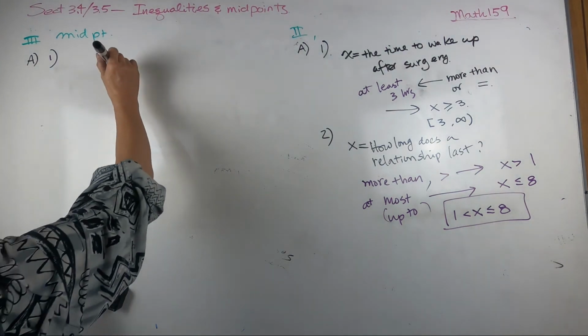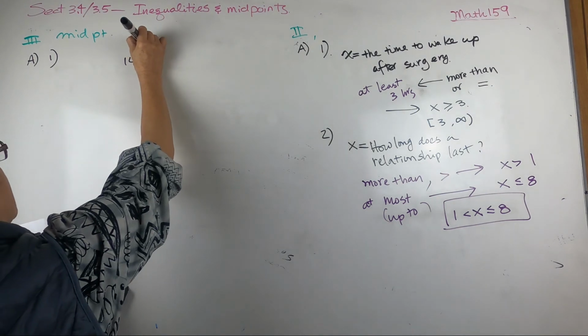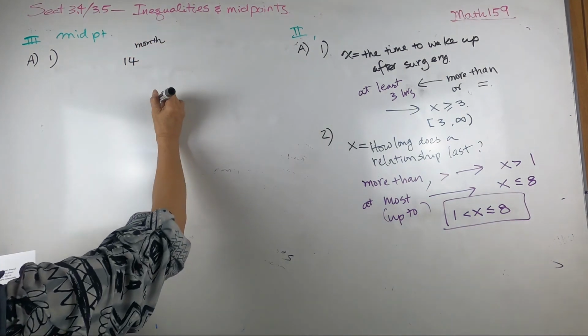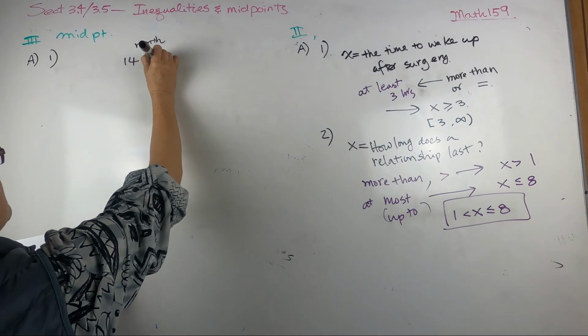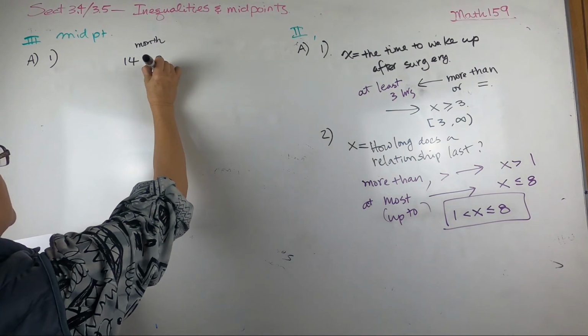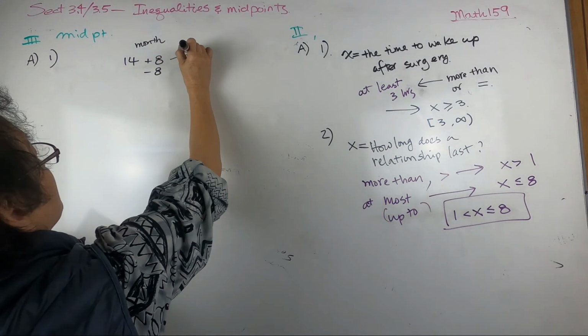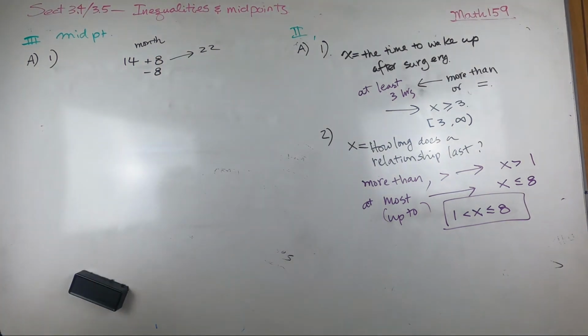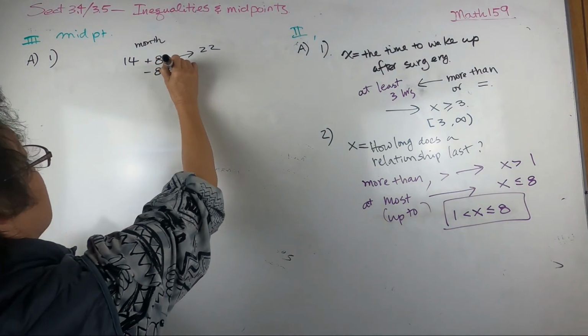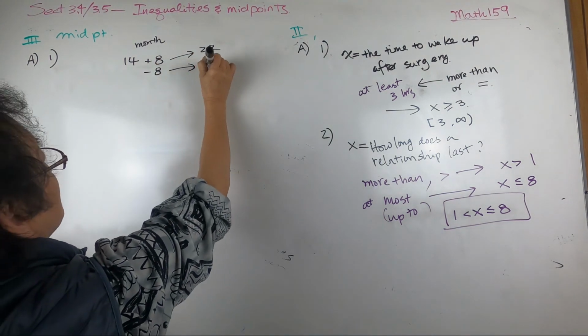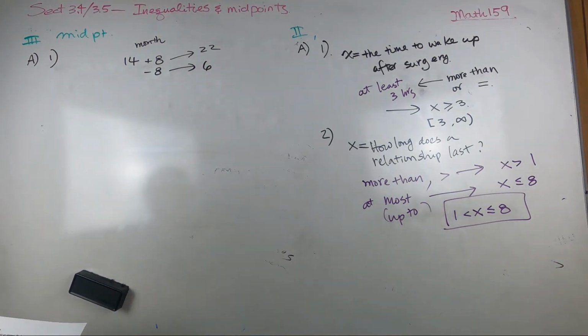Means what? Take 14 months to make a profit. Maybe 8 months more, maybe 8 months less. If 8 months more, that would be what? Take 22 months to make a profit. If 8 months less, 14 minus 8 is what? 6 months to make a profit. That's what he's saying. Okay?